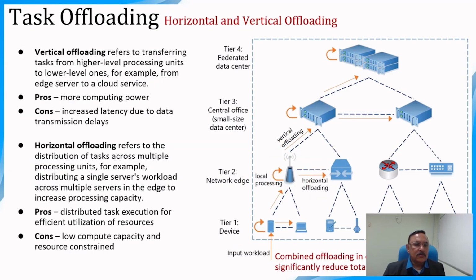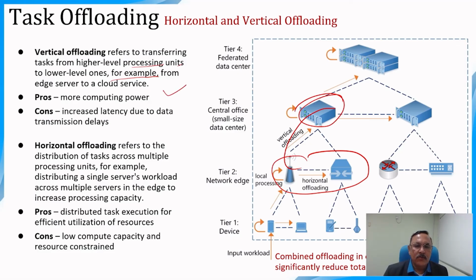for the remaining workloads. Vertical offloading refers to transferring the task from a lower level processing unit to a higher level one, for example, from the edge server to the cloud. This is the edge server; from the edge server it may offload to the cloud server, it is called vertical offloading. Pros, that is the advantage, is that the cloud has more computing power compared to the edge. Cons is that it will increase the latency due to the data transmission delay. Horizontal offloading refers to the distribution of the task across multiple processing units, for example, distributing a single server load across multiple servers.